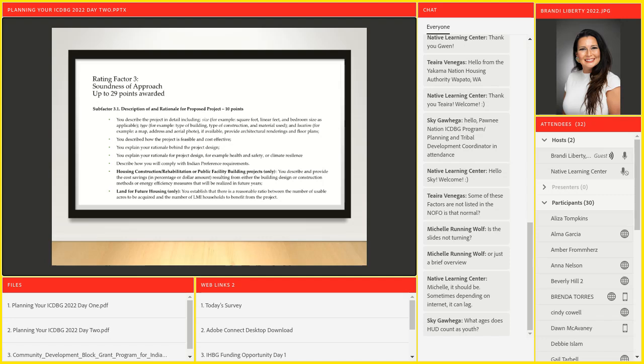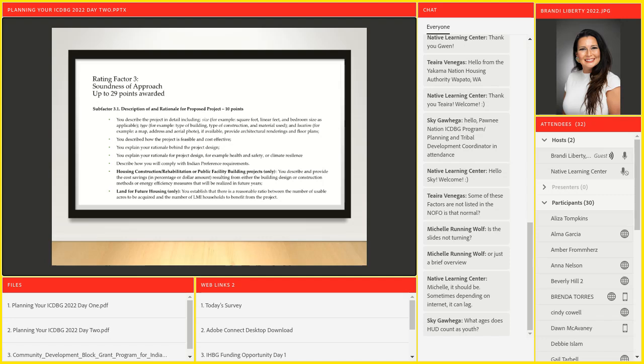So that includes things such as square feet, linear feet, bedroom size, types of bedrooms, number of bedrooms, the type of project. So the type of building or the type of construction and material that you might be utilizing. They also want you to describe the location. So they want to see either a map or an address or an aerial photo of where you're going to be placing and or doing the project for these units.